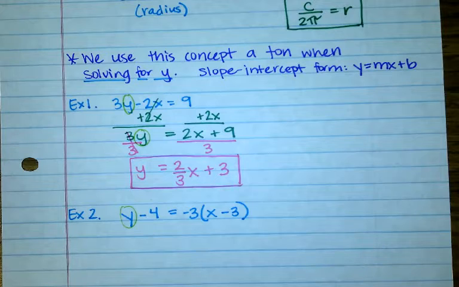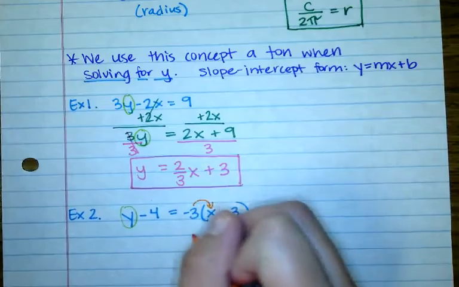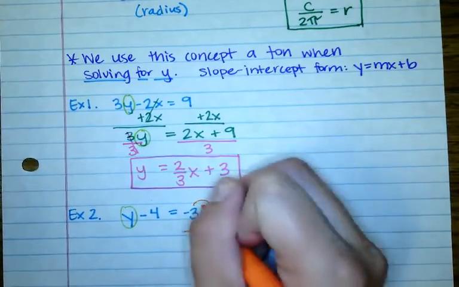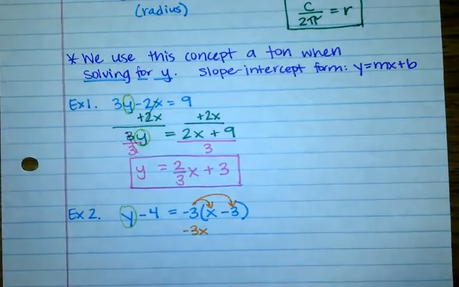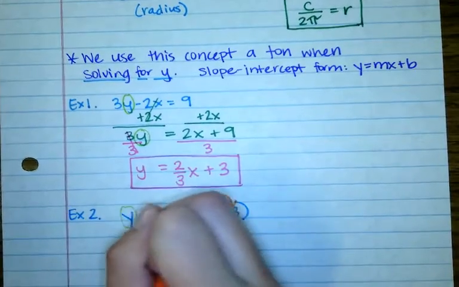All right. So we need to do our distribution. We're going to go ahead and do our negative 3 times x, which is just negative 3x. Negative 3 times negative 3 is going to give me a positive 9. Nothing changed over here on the left, so I'm just going to put y minus 4 equals negative 3x plus 9. Y'all feel good about that?